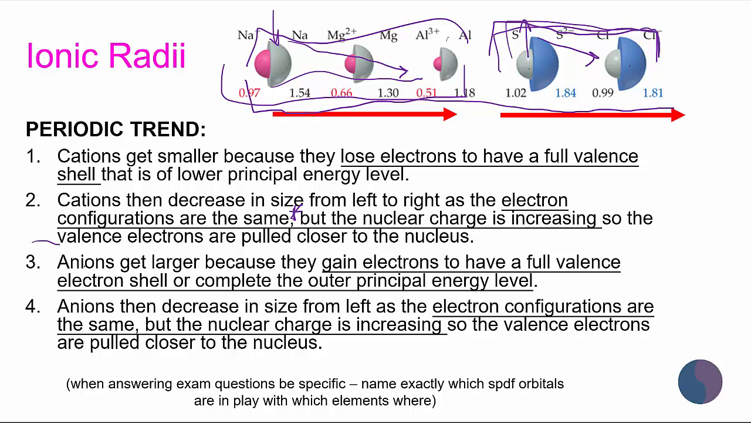The next change is that anions get larger because they gain electrons to have a full electron shell, these two blue bits, to gain a complete outer principal energy level. The anions, similar to atomic size, then decrease from the left as the electron configuration is the same, but the nuclear charge is increasing, so the valence electrons are pulled closer to the nucleus. Again, you may need to be more specific than that as well, naming the specifics, whether it's the 2s or the 2p or whatever. Okay, so there you go.